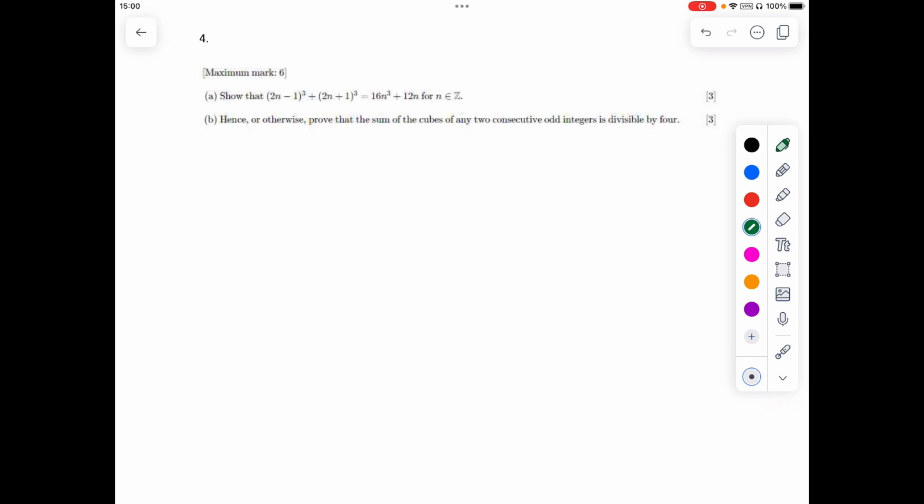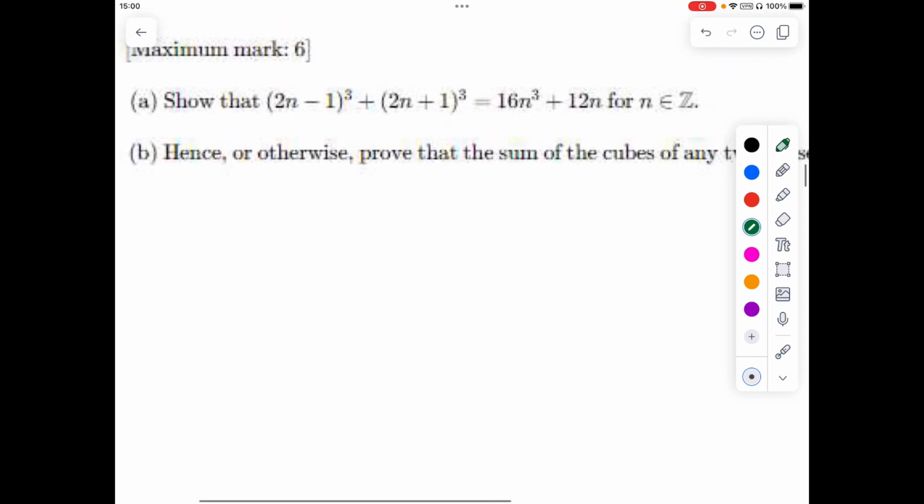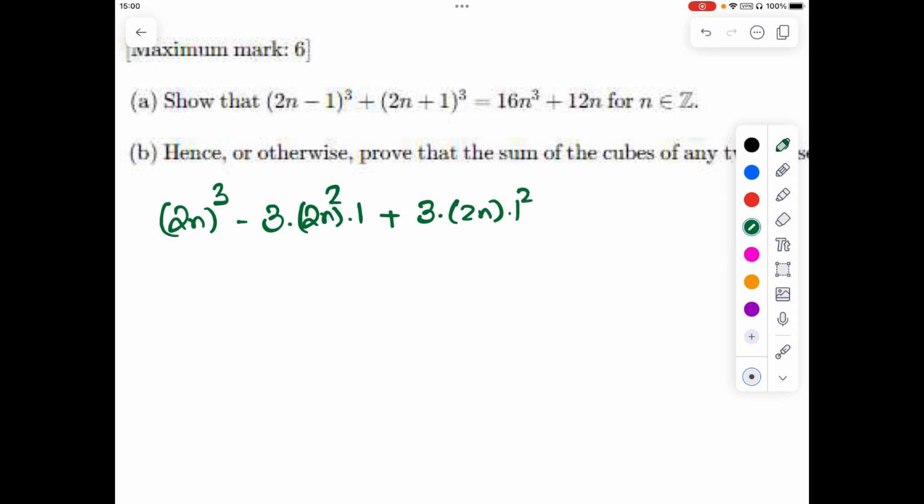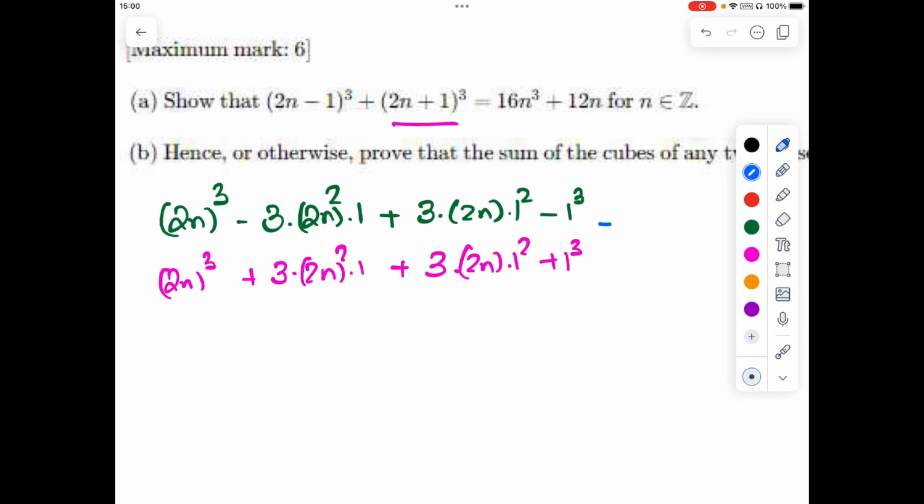Question number 4. Show that (2n minus 1) whole cube plus (2n plus 1) whole cube equals 16n cube plus 12n. So the (a minus b) whole cube formula is a cube minus 3a square b plus 3ab square minus b cube, plus this part, (a plus b) whole cube, a cube plus 3a square b plus 3ab square plus b cube. We are supposed to add these two. So a cube cancels, this and this get cancelled.